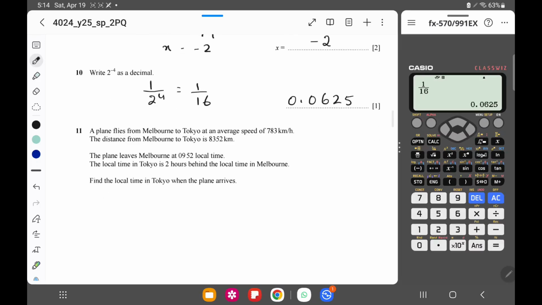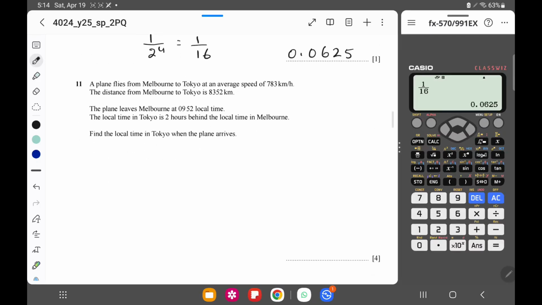0.0625. Next question: a plane flies from Melbourne to Tokyo at an average speed of 783 kilometers per hour. The distance from Melbourne to Tokyo is 8,352 kilometers. The plane leaves Melbourne at 9:52 local time. The local time in Tokyo is 2 hours behind the local time in Melbourne. Find the local time in Tokyo when the plane arrives.